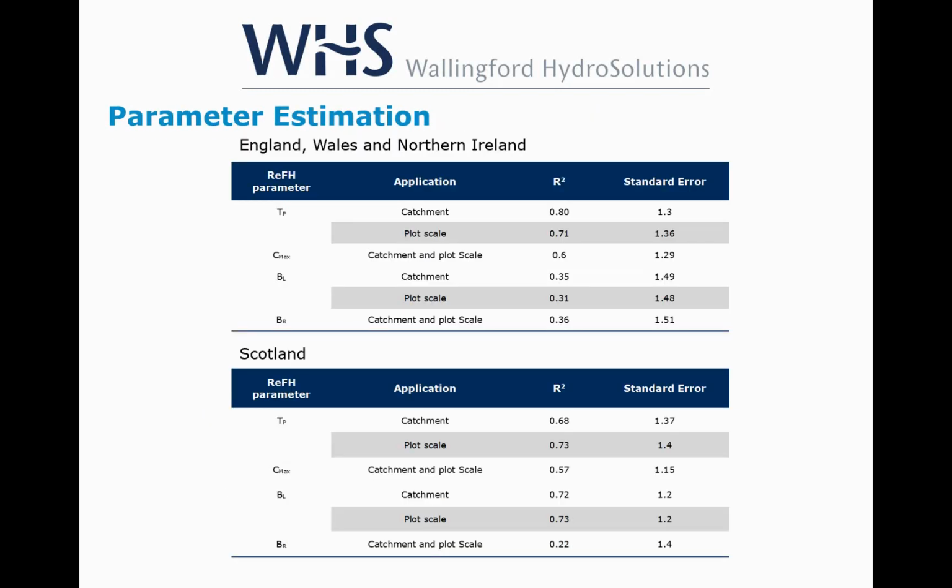Here are the tables for the parameter estimation. So we've got England, Wales and Northern Ireland at the top, Scotland at the bottom. We can see that the difference between the catchment and the plot scale models are fairly similar, so the R squared and the standard error, there's not a huge amount of loss of performance of the model when we go from the catchment to the plot scale models.